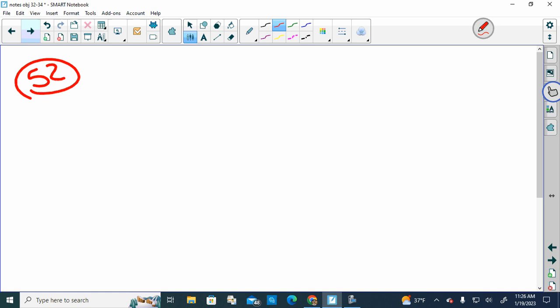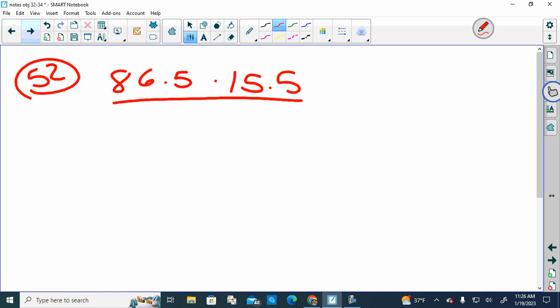Okay, so 52 is the same thing. It's an octagonal pyramid that has a base area of 86.5. So that's already the length and the width. Okay, that's already put together. So that would be 86.5. What am I going to multiply times that? 15.5. And I'm going to divide that by 3. Okay, tell me what you get.